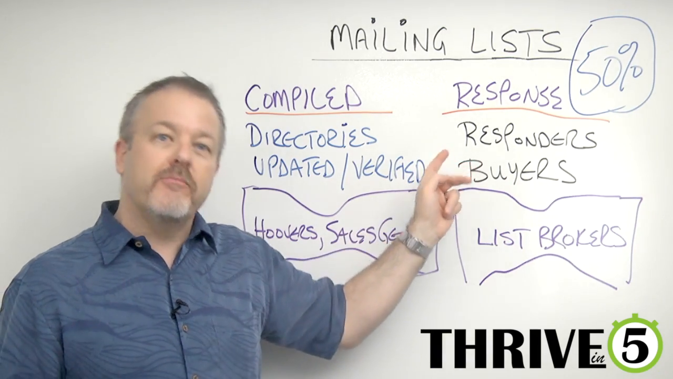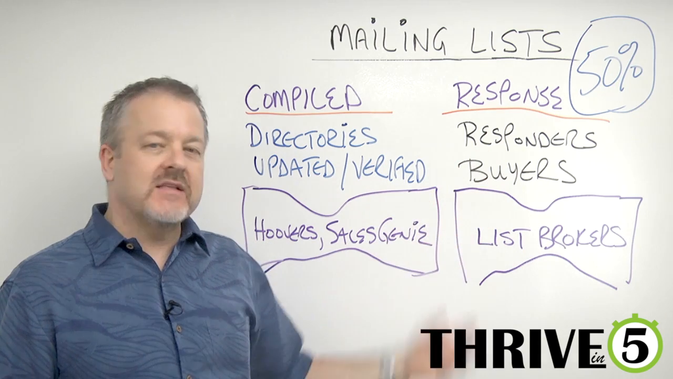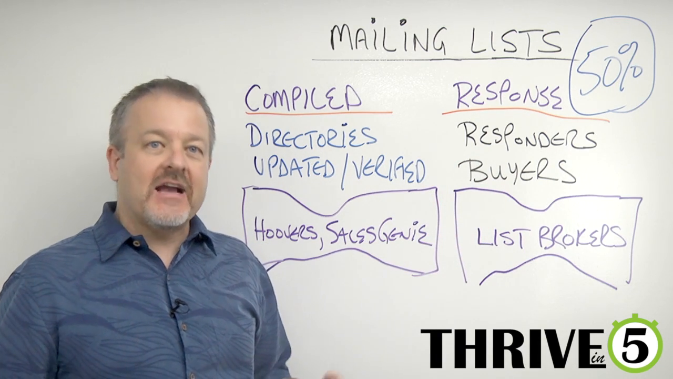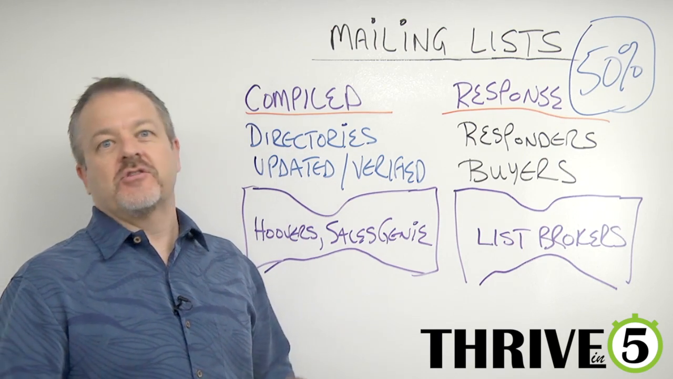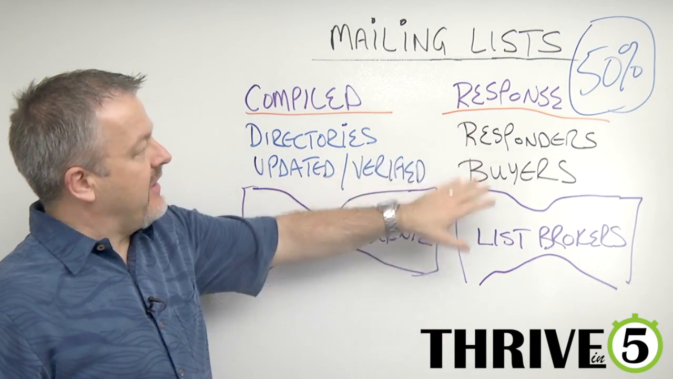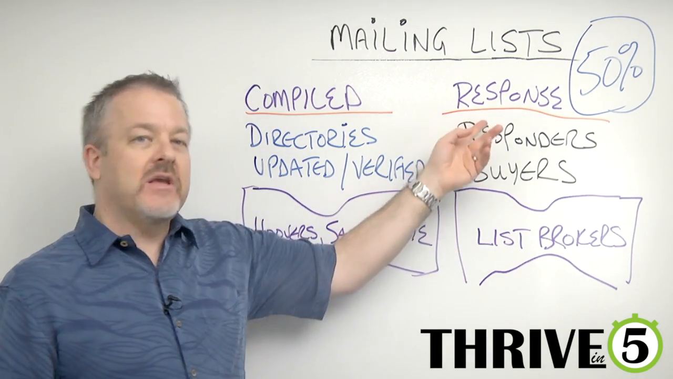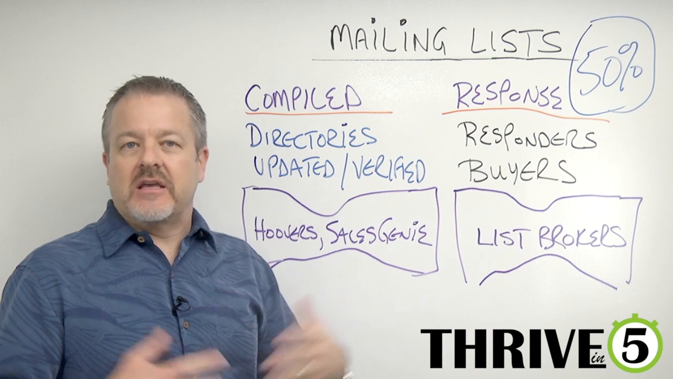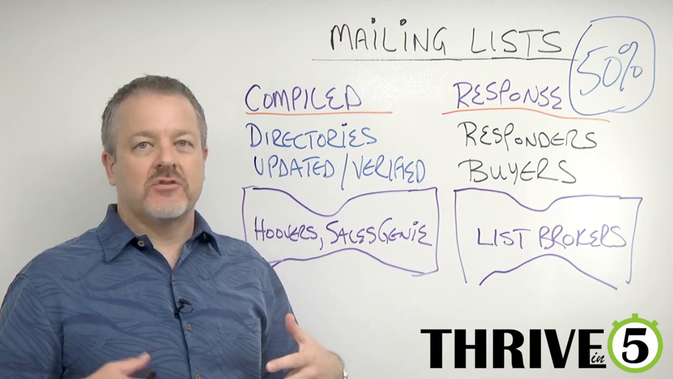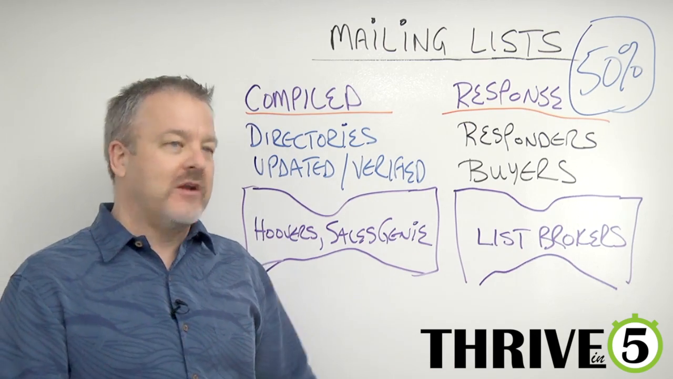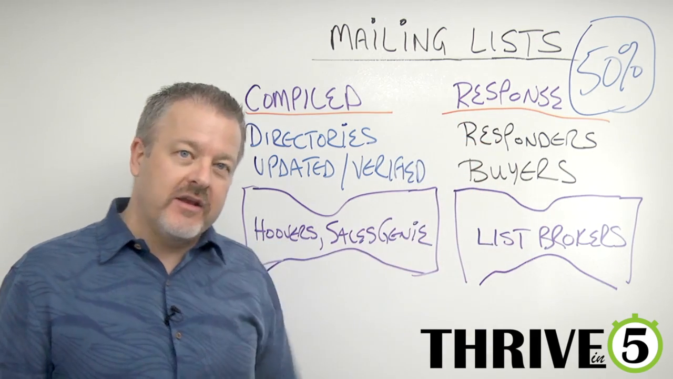Response lists are all about responders. They're all about buyers. Response lists come from companies that actually do something or sell something or have buyers or respondents, and they compile lists based on that. So magazine subscribers would be a response list. You probably get this in your mailbox on a regular basis, those companies that sell training programs like Career Track and Fred Pryor. If somebody goes to those, they end up being a responder.